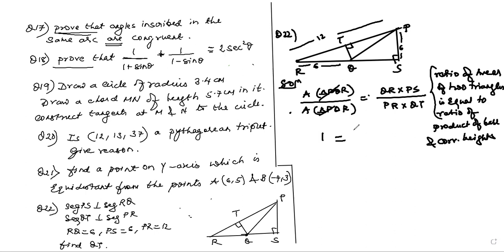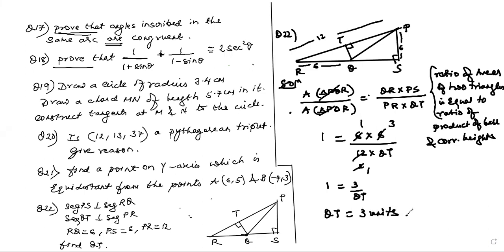Now what is QR? 6. What is PS? 6. What is PR? 12. And what is QT? We don't know. But 6 ones are 6, 6 twos are 12, 2 ones are 2, 2 threes are 6. So 1 equals 3 upon QT. So QT equals 3 units. You just wanted QT, children. QT equals 3 units. A simple question, children. Only thing is you should have patience to understand it. Anyhow, children, we finish this. We'll see the other sums in the next lecture.